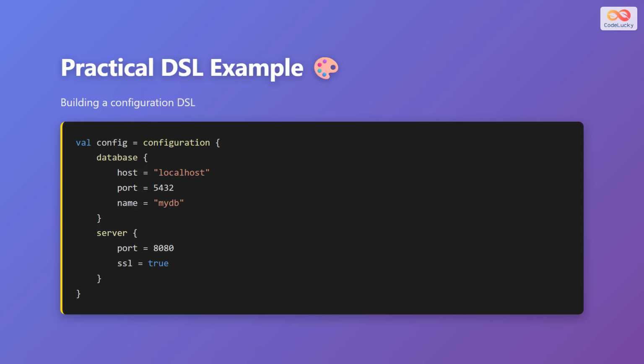Let's explore a practical example with a configuration DSL. Here, we're building a configuration object using a clean, declarative syntax. We call a configuration function and pass a lambda. Inside, we define a database block where we set properties like host, port, and database name. We also define a server block with its own properties like port and SSL settings. This type of DSL is commonly used in frameworks for configuration files, as it's much more readable than traditional approaches like XML or property files.